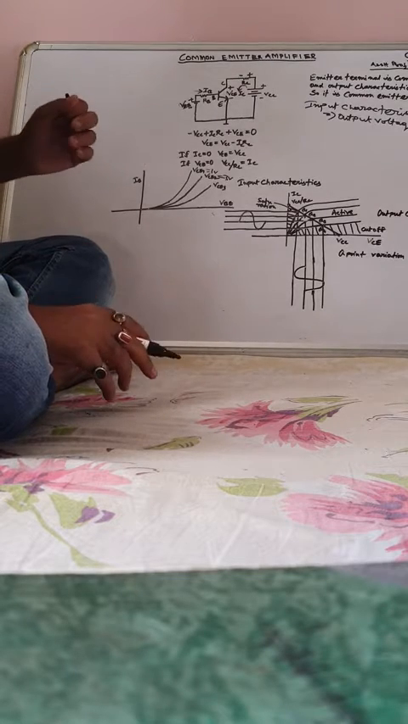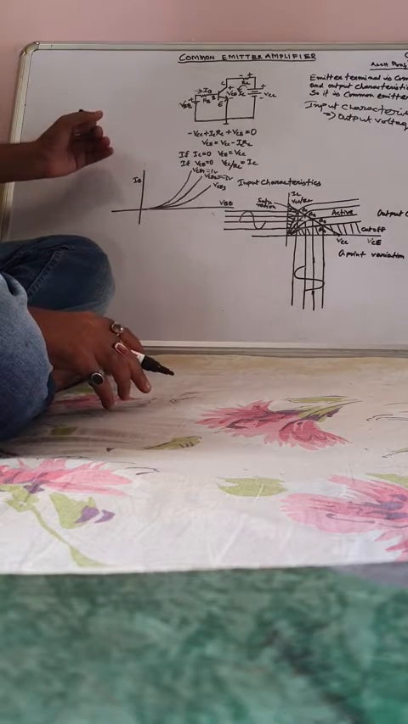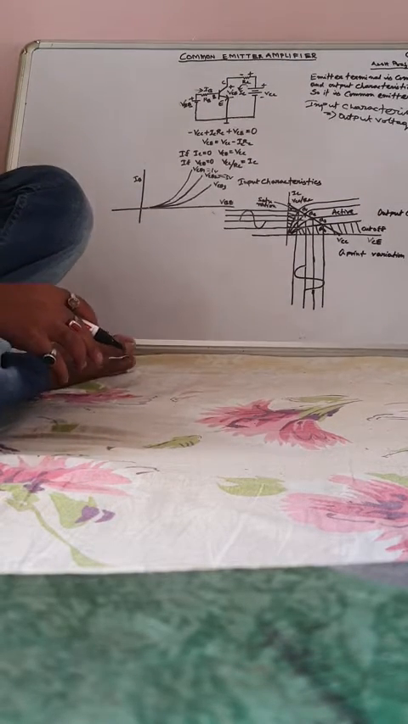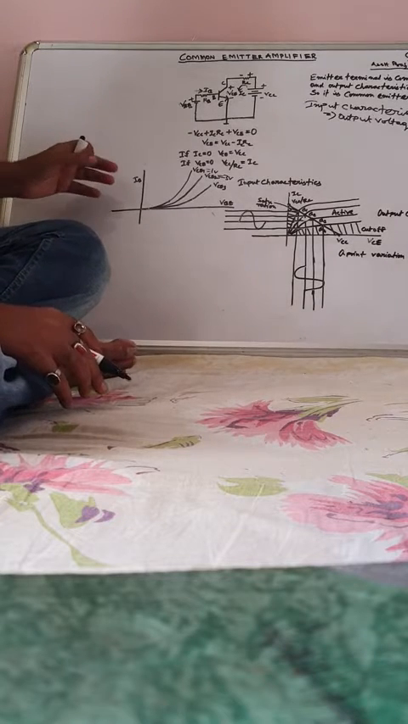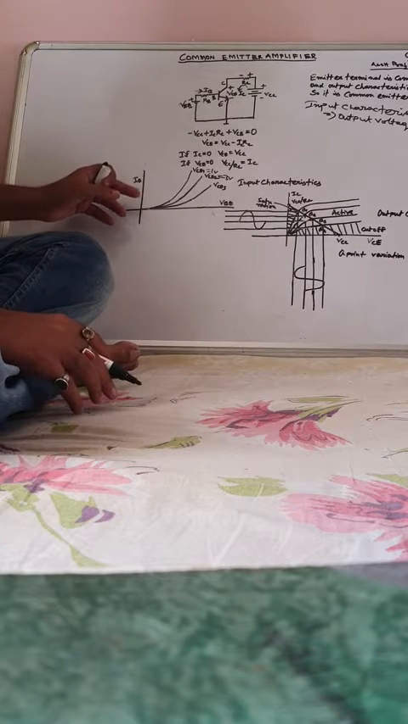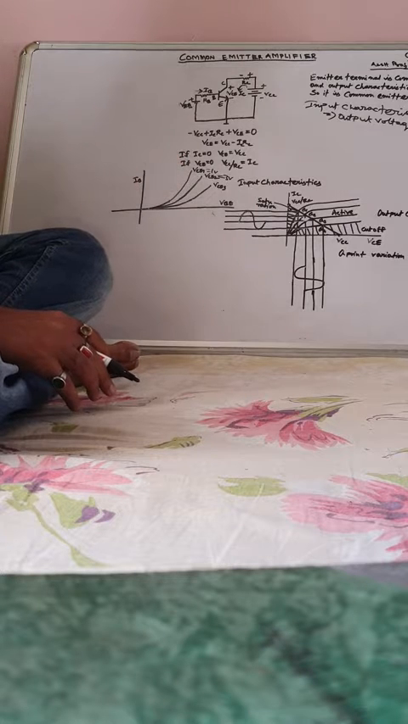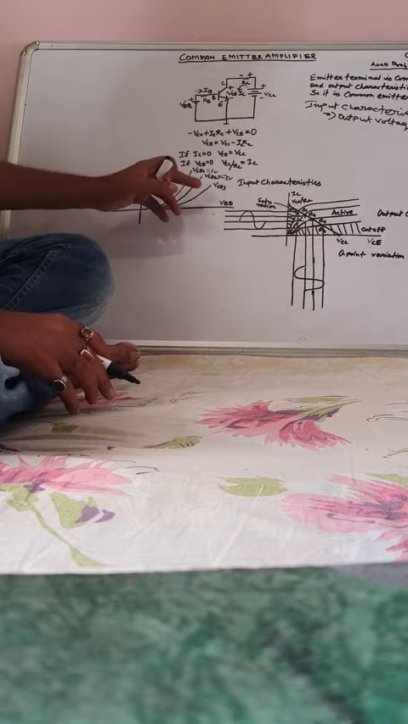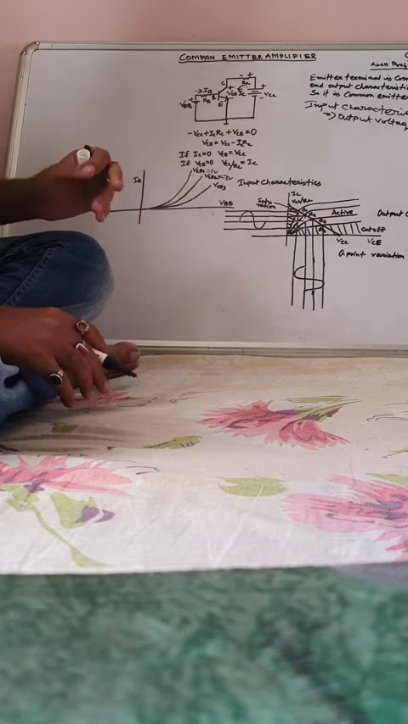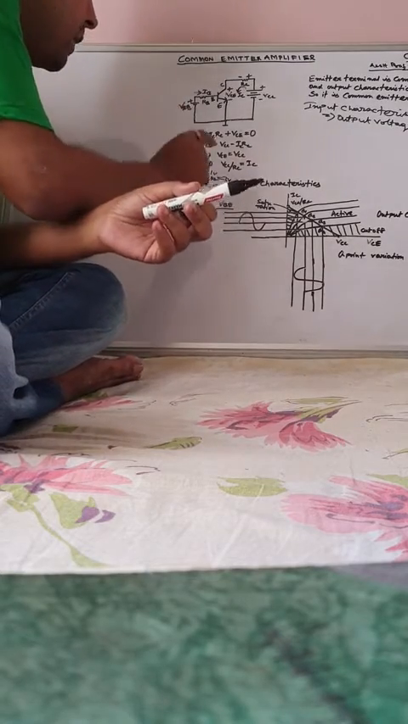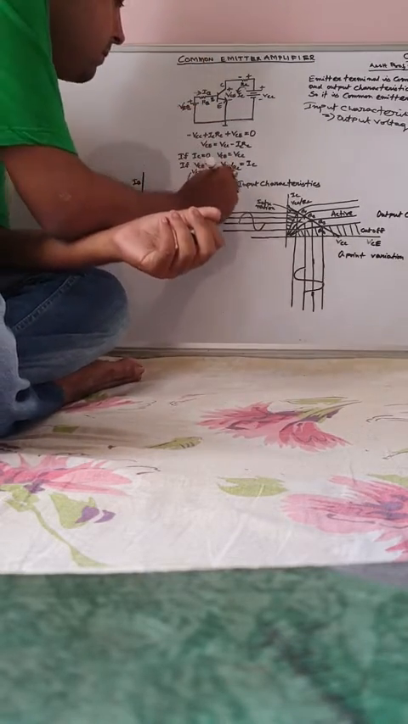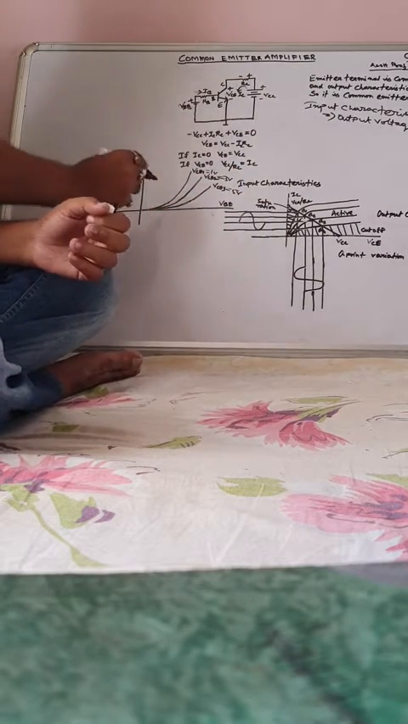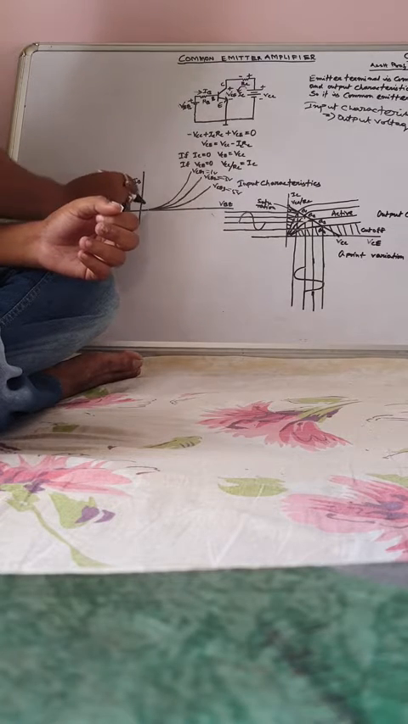You keep on changing VBE and get the corresponding IB values. So VBE versus IB, your VCE is constant for 3 volt. Again you change VCE for 5 volt, get the corresponding VBE and the corresponding IB values changing one by one.